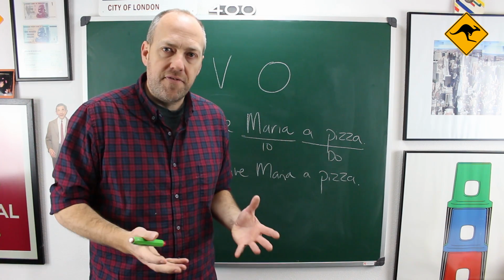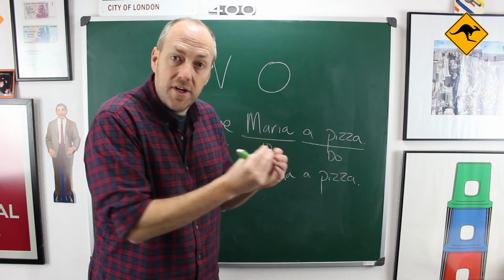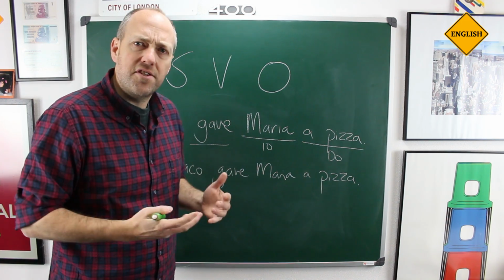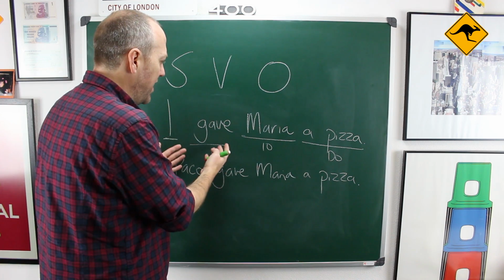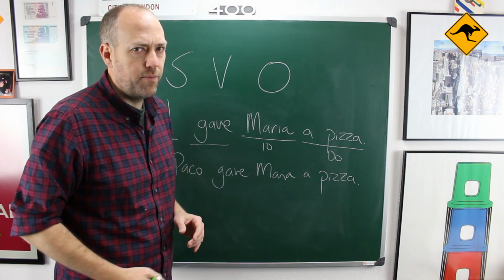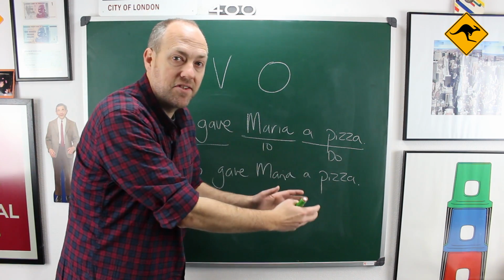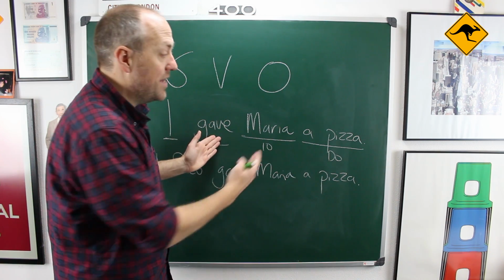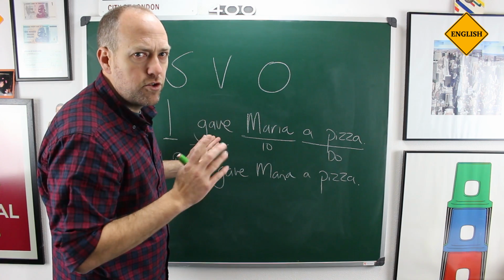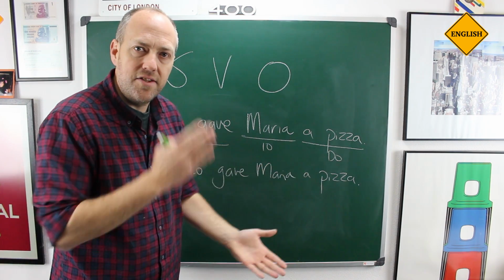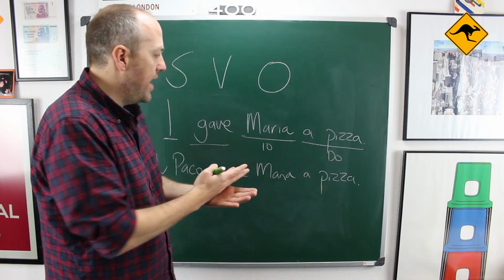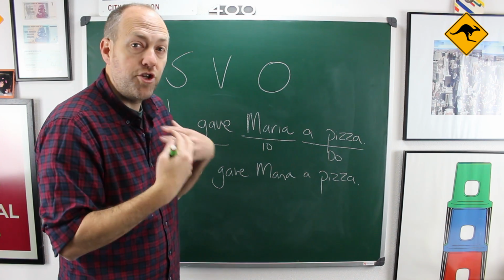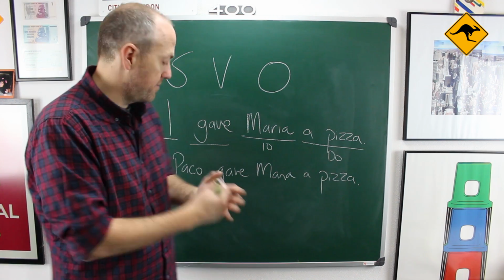How do we know the difference? Well, we look at the verb give and we say, what are we giving? Are we giving Maria? No, we are giving a pizza. So, because the verb give relates to the pizza, not to Maria, then the pizza is the direct object. And Maria is receiving the pizza. So she is the indirect object.